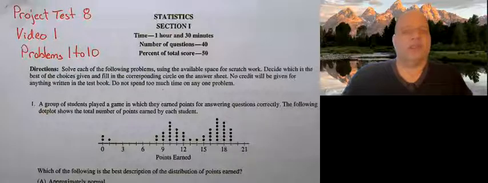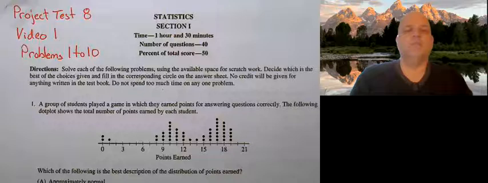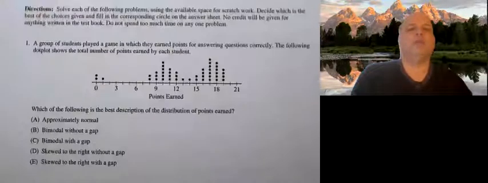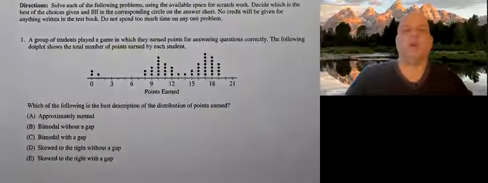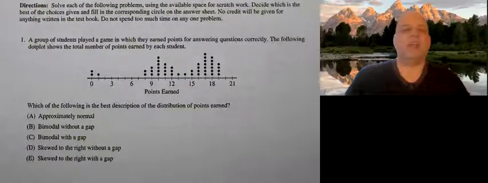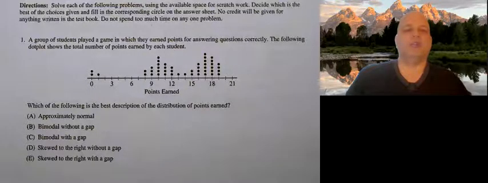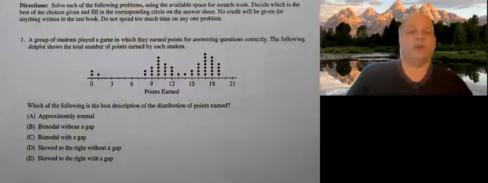Okay, this is project test 8, video number 1, and it'll be problems 1 to 10. A group of students played a game in which they earned points for answering questions correctly. The following dot plot shows the total number of points earned by each student. Which of the following is the best description of points earned?